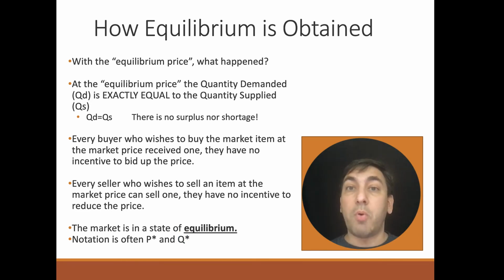Well, at this point, when we're in an equilibrium, quantity supplied and quantity demanded are equal. And it's equal to the market quantity. So Q star is equal to both QS and QD.